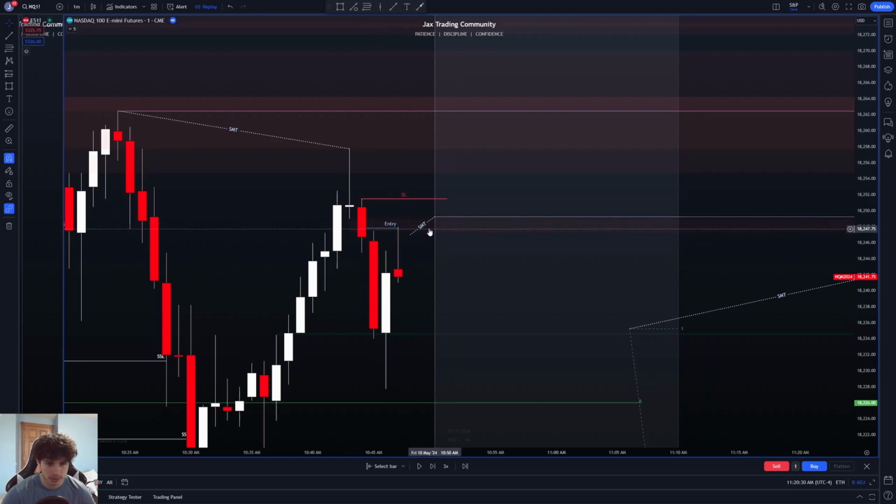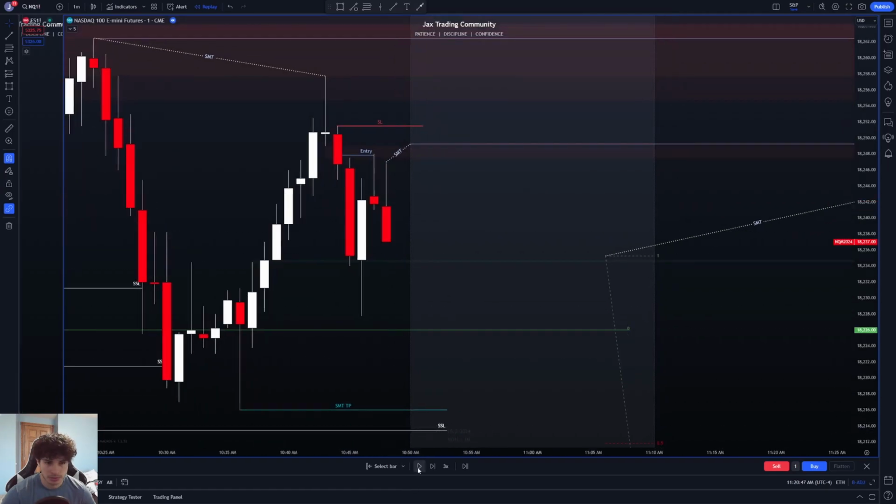We come back up, enter into here. Stop would be at the top of this candle, which would be a small stop. This would only be like 4 points. You could also put your stop up here if you'd want to do that. So here's this entry.